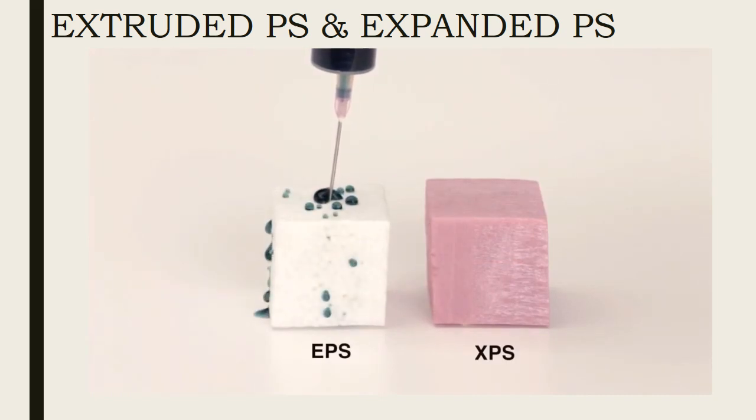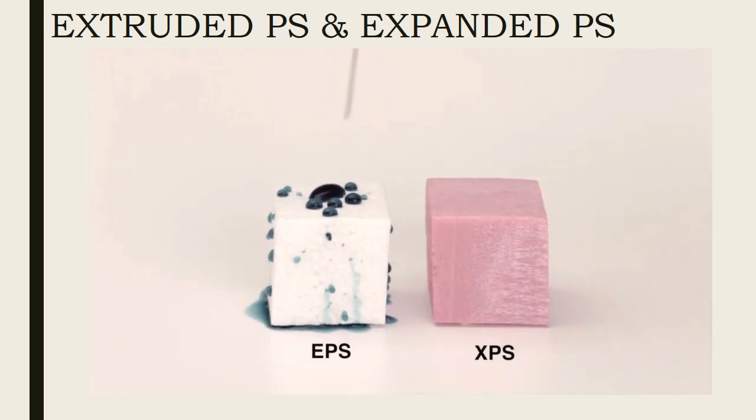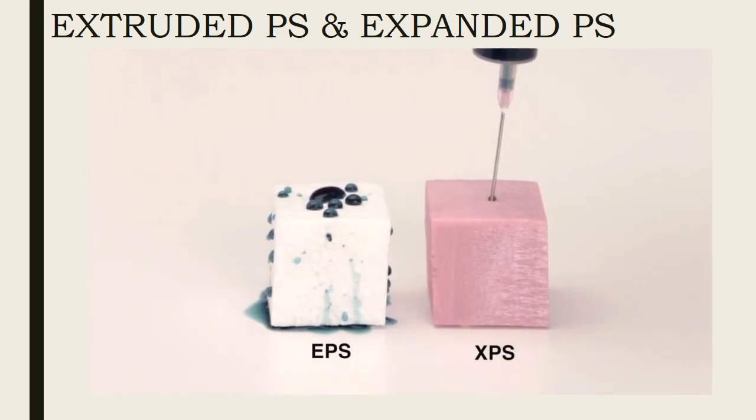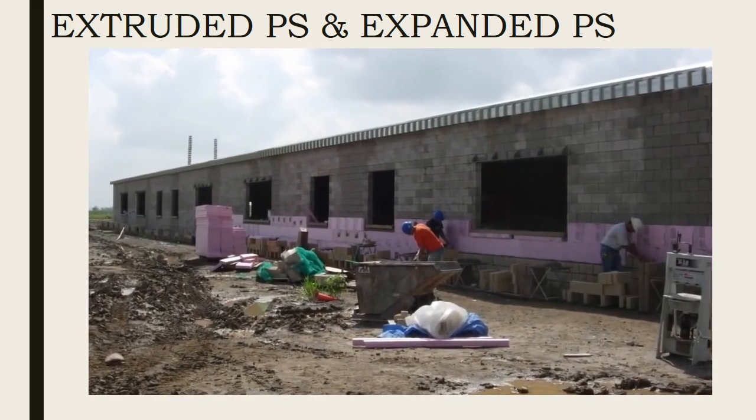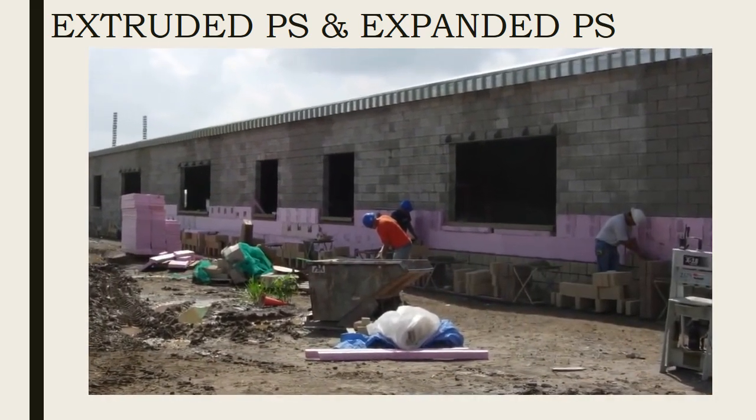ASTM C578 tests are important to measure and quantify the properties of each material. What you see here is a demonstration of how Owens Corning's XPS and EPS handle water commonly found in a 1.5 pound material. In real-world applications, insulation gets wet, but it still must perform.